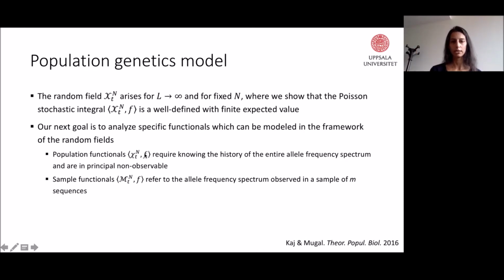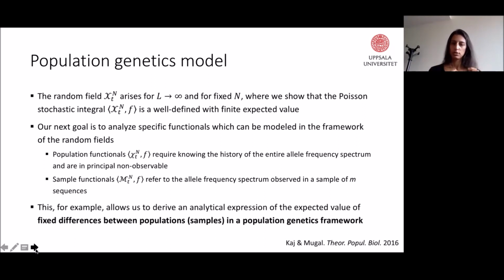We have population functionals and sample functionals. Population functionals track allele frequencies in the entire population, such as fixed differences among populations, and sample functionals capture differences between samples, which is what we actually do in a phylogenetic setting. We have a sample size of 1.